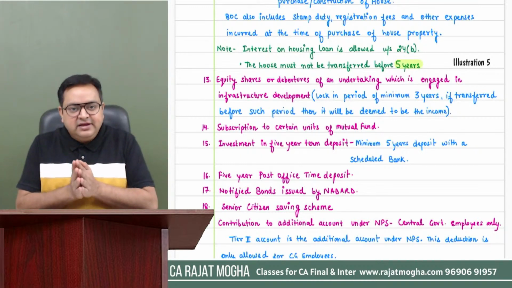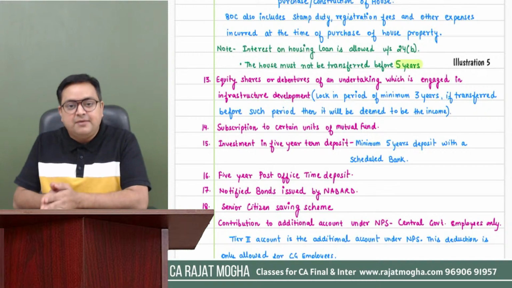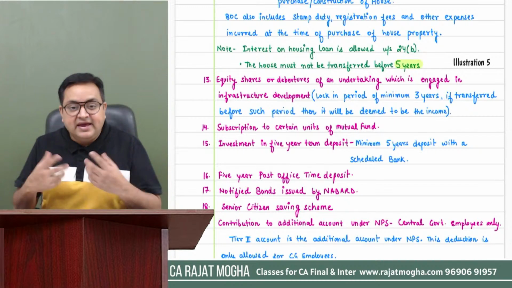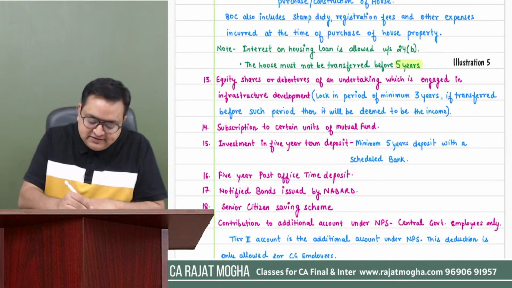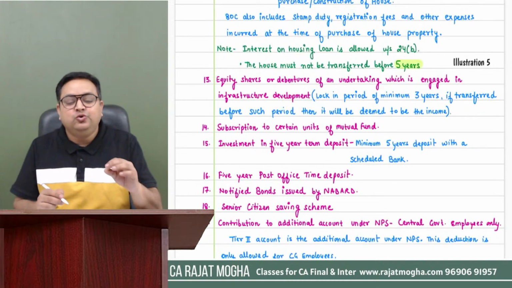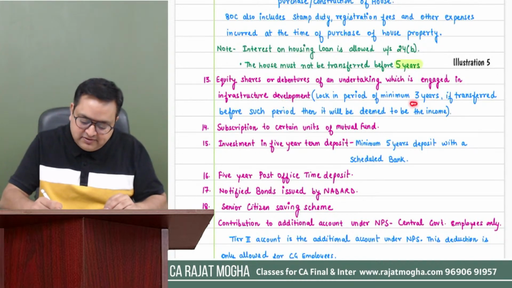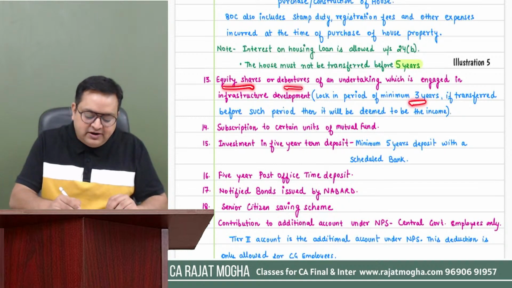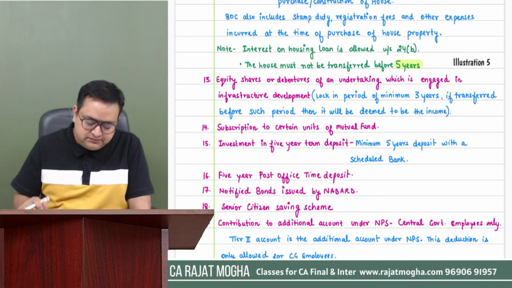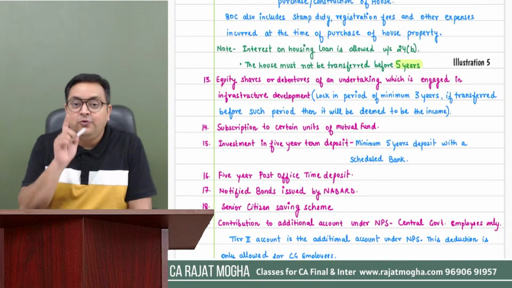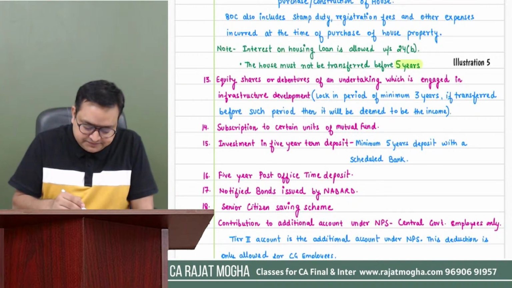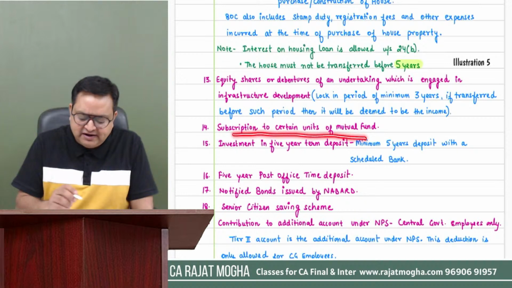So they want that people should invest in such companies which are engaged in infrastructure development, like NHAI, right? If you are purchasing shares of infrastructure development companies for a minimum period of 3 years, then on those equity shares or debentures where you have made an investment, you can claim deductions under 80C. Is it for any shares or only for infrastructure development? Only for infrastructure development.